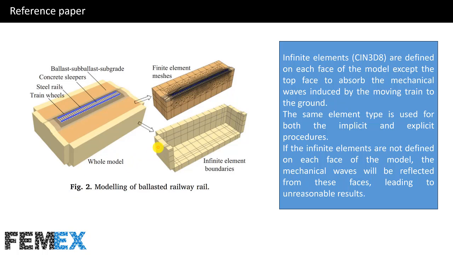Here, as you can see, infinite elements are defined on each face of the model, except the top face, to absorb the mechanical waves induced by the moving train to the ground. The same element type is used for both the implicit and explicit procedures. If the infinite elements are not defined on each face of the model, the mechanical waves will be reflected from these faces, leading to unreasonable results.